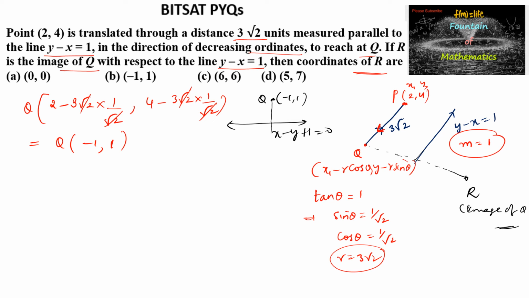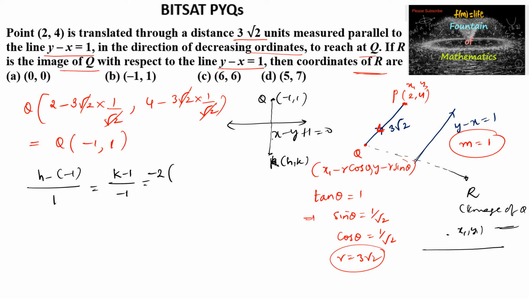To get the image of this point, let us consider R is h comma k. So we got the concept that h minus x1, that is h minus of minus 1, upon coefficient of x, that is a, 1, is equal to k minus 1 upon negative 1 is equal to minus 2 times of ax1 plus by1 plus c upon a squared plus b squared, where a is 1 here, because we are using the formula: if x1 comma y1 is the point and if h comma k is the image of this point, then with respect to the line ax plus by plus c is equal to 0.